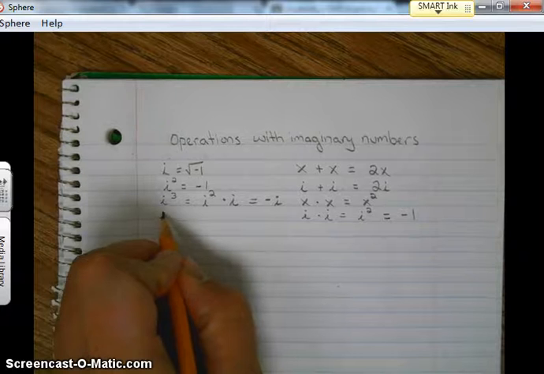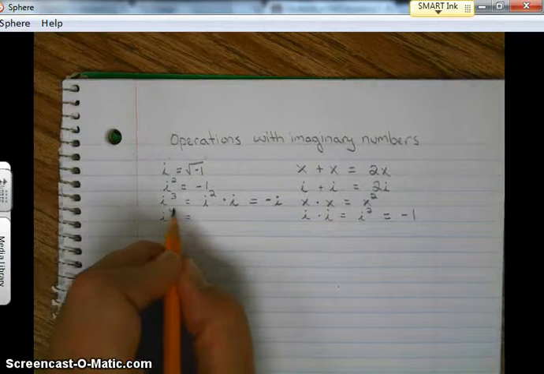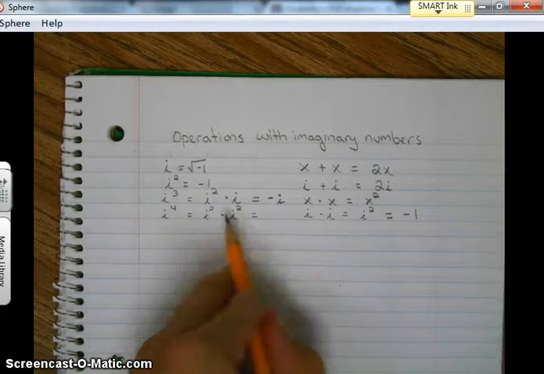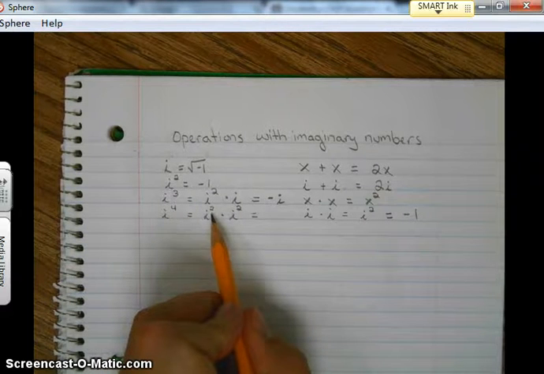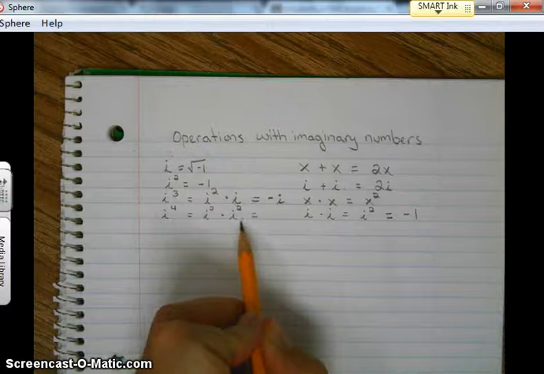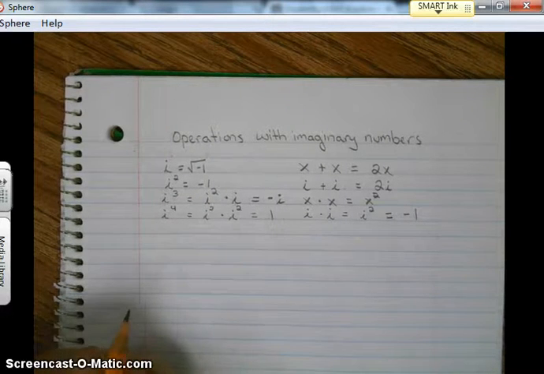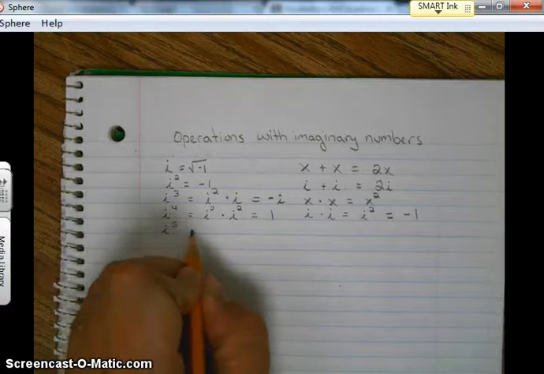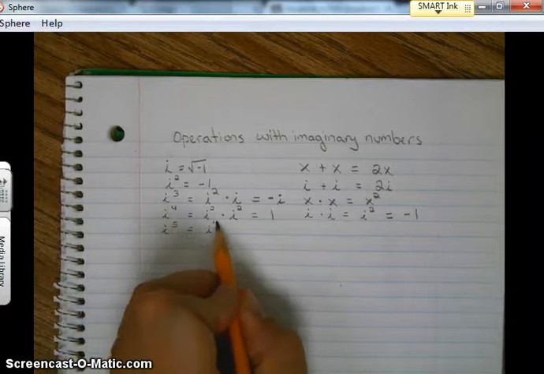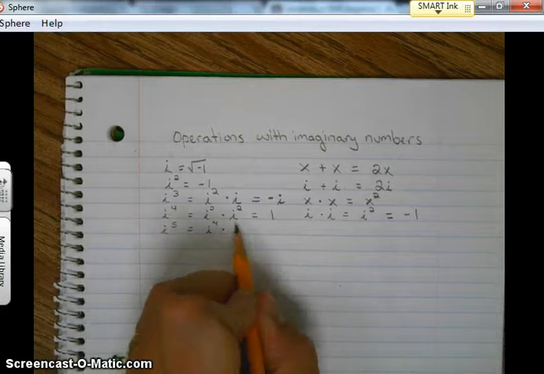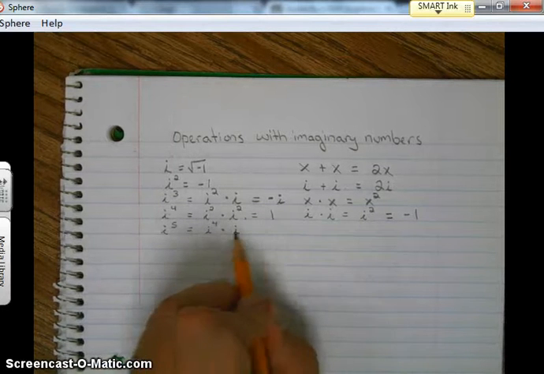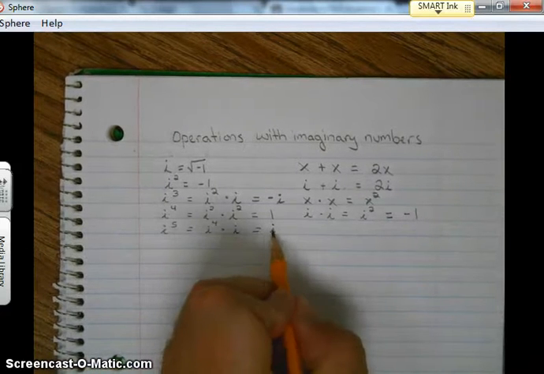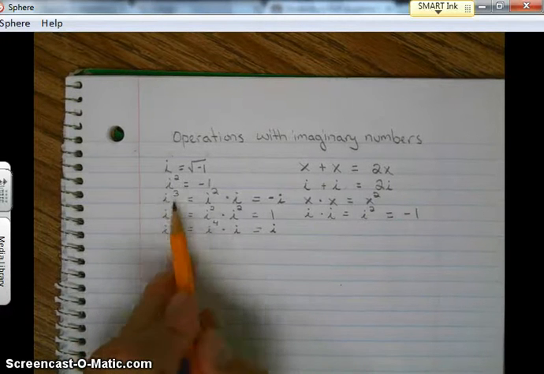Now let's take a look at i to the fourth power. i to the fourth is i squared times i squared, because 2 plus 2 is 4. So we have -1 times -1, which is equal to +1. So i to the fourth gives us +1. Then we go to i to the fifth, which is i to the fourth times i. We know i to the fourth is 1, and i is just i. So with i to the fifth, we're back to i, or the square root of -1. These are good to keep in mind.